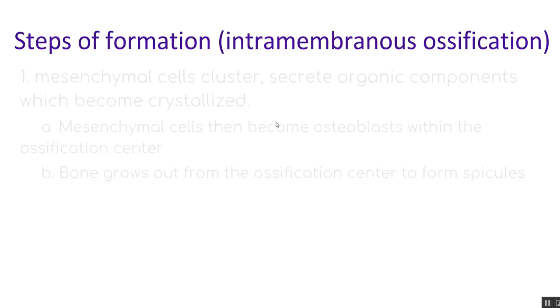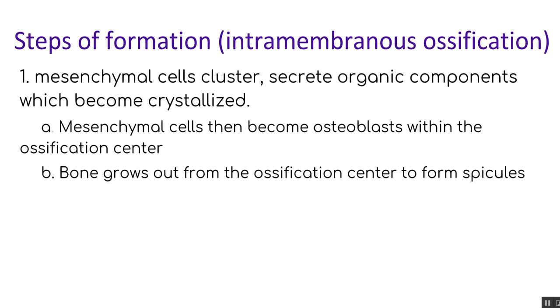Okay, so the next one is, again, you do not have to copy this down. These are just the steps of formation. So we have some mesenchymal cluster cells, or cells that cluster. They secrete organic components which become crystallized, they harden. And the mesenchymal cells then become osteoblasts within the ossification center. Ossification center is just the first place that ossification takes place. And ossification means bone forming. Bone grows out from the ossification center to form spicules.